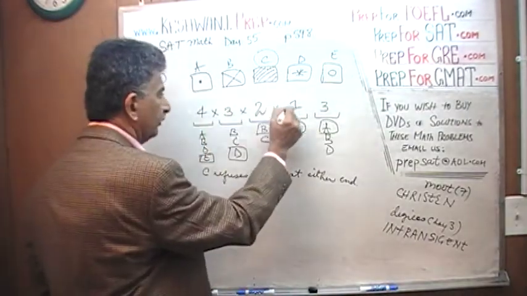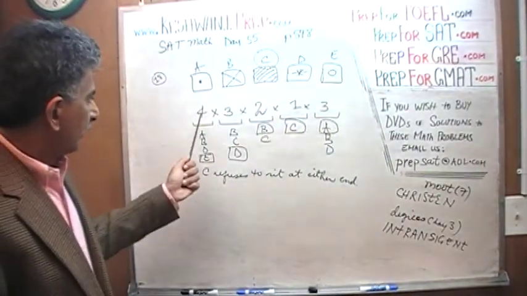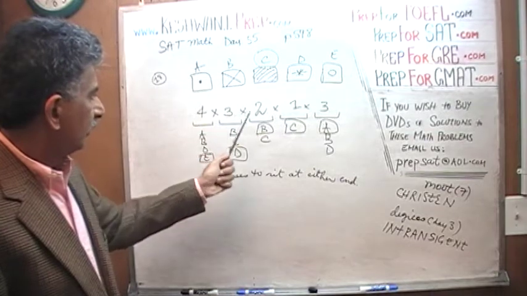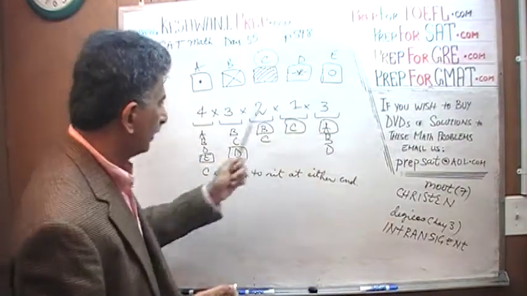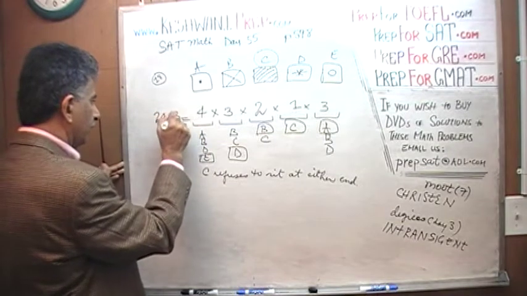4 times 3 times 2 times 1 times 3. That's our answer. How much does it work out to be? 4 times 3 is 12. 12 times 2 is 24. So it's 24 times 3. This quantity comes out to be 24 times 3.